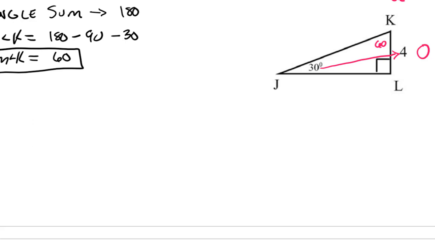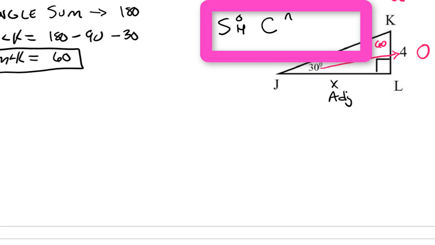So I need to find the other two sides using that side that has a length of 4, that KL part. If I go to find the JL piece, first we're going to find JL, and I'm just going to call that X to make it a little bit easier. That piece is going to be adjacent to angle J. So in my brain, I think to myself, sine is opposite over hypotenuse, cosine is adjacent over hypotenuse, and tangent is opposite over adjacent.